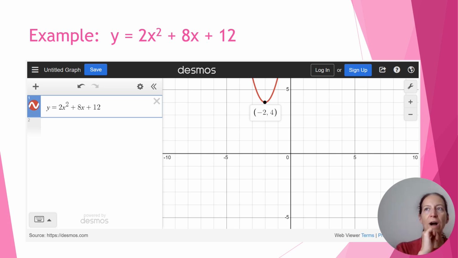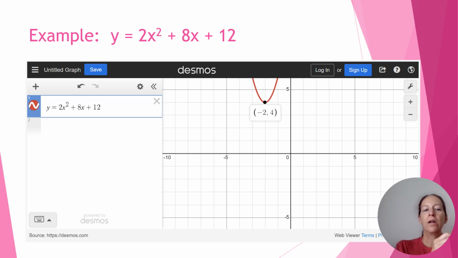So while for testing purposes, you can use a computer to do it. Just remember, if the directions are asking you specifically to use the vertex formula, then you need to go through the process using the vertex formula.